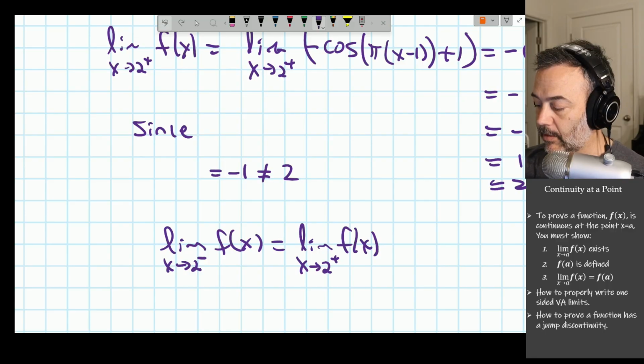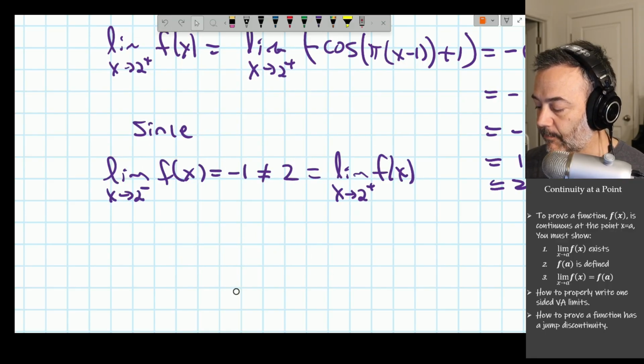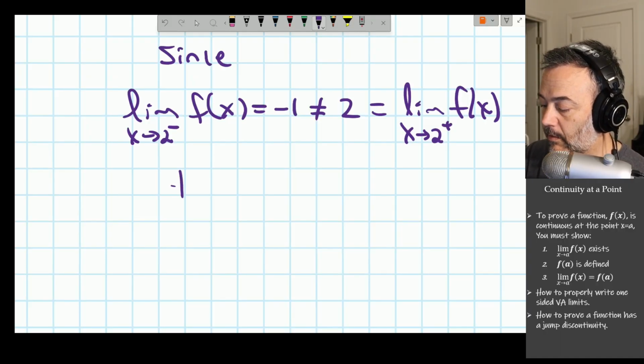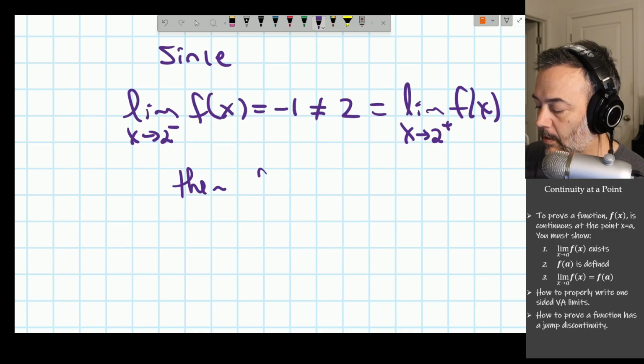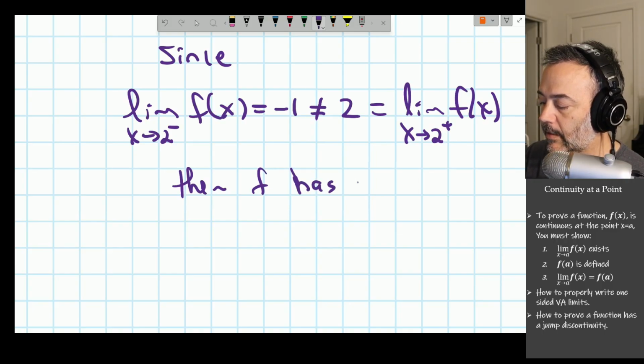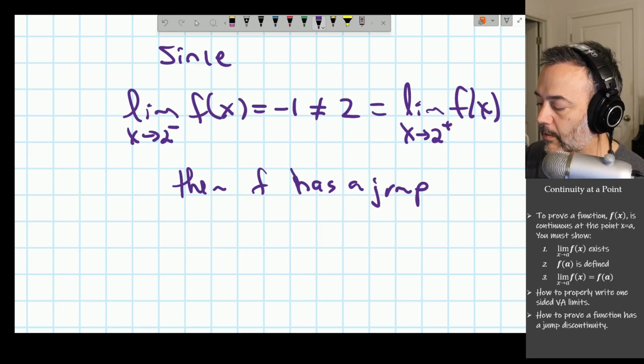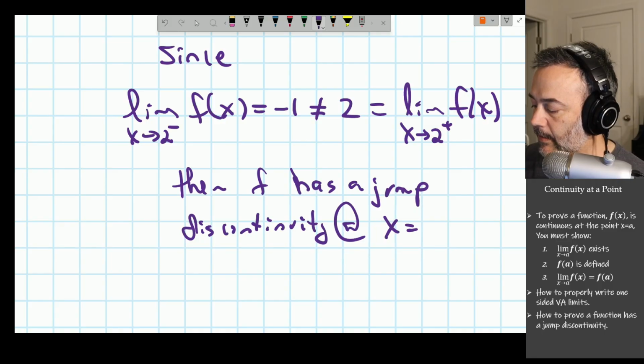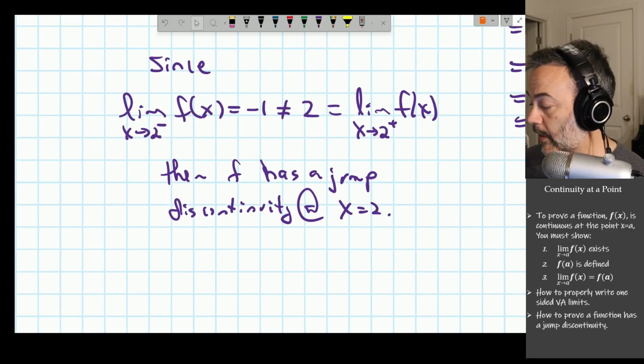Okay, I'm just going to undo back to here. Okay, since this is true, then f has a jump discontinuity at x equals 2. Okay, there we go.